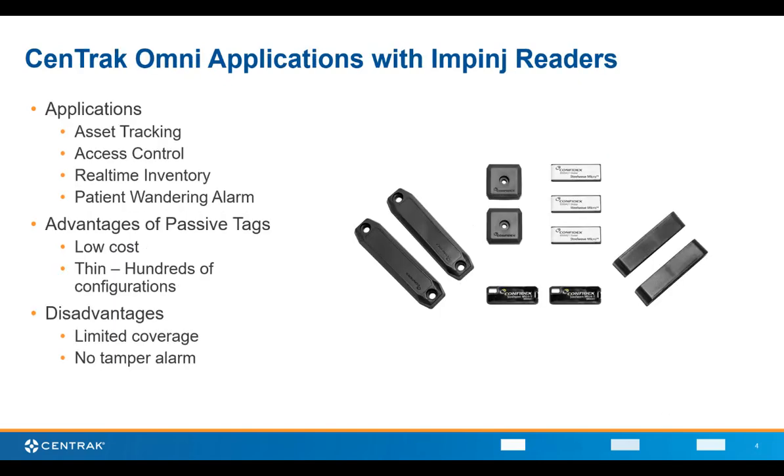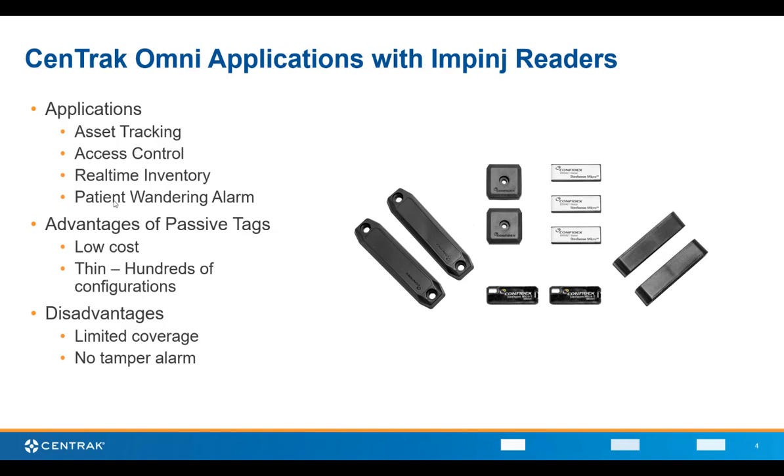The applications that we have could be asset tracking, access control, basically presenting a card or walking up to a passive reader and having a door unlock, and real-time inventory. We'll discuss that in greater detail. Patient wandering: if you've got a bracelet that locks on to a wrist and contains a passive element, then you can alert if that bracelet arrives at a door, if the door is equipped with a passive reader from Impinj, let's say.